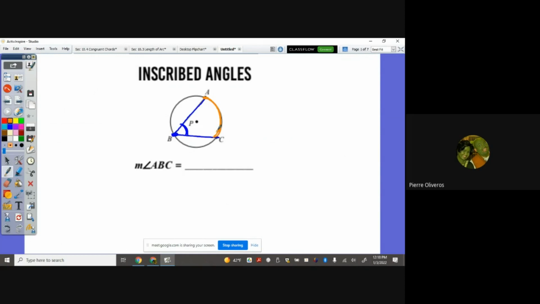And here, the measurement of angle ABC is half of the measurement of arc AC. So in other words, if this arc here is 80, how much is this angle here? It will just be 40. Or if I reverse it, if I tell you that this angle here is 20, this arc here will be 40. That's the relationship of the arc and the inscribed angle.